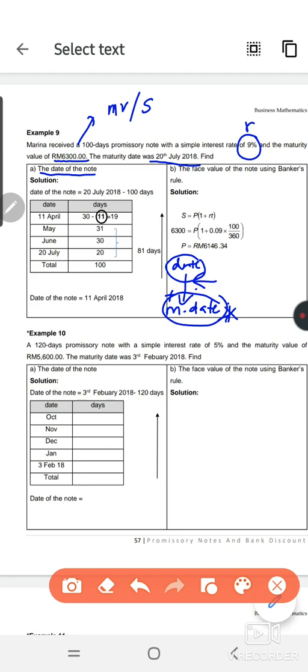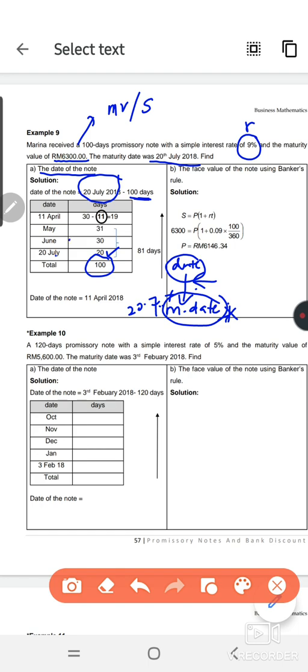So date of the note, maknanya date of the note kita tak tahu. So kita tahu tarikh matang dia adalah 20 Julai, tapi tempoh dia adalah 100 hari. So kita tahu kat sini 20 hari bulan 7. So cara nak kira, maknanya kat sini awak kena start, sebab awak nak dapatkan 100 days. So untuk 20 Julai tempohnya adalah 20 hari. So kita maknanya kita kira ke belakang.